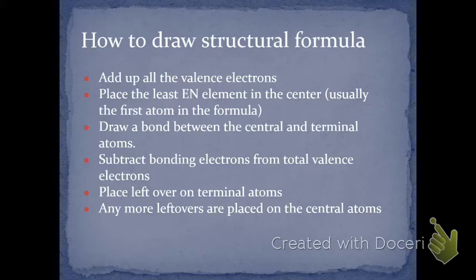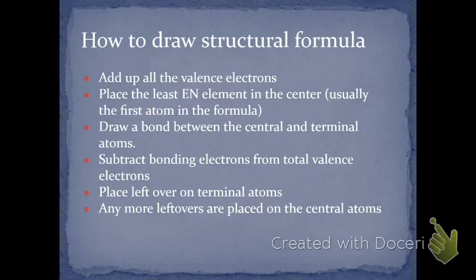So the first step is you add up all the valence electrons. I'm just reading through this. You place the least electronegative element in the center. Usually it's the first atom, what we call the central atom. Then you draw a bond between the central atom and all the terminal atoms, the atoms on the outside. Then you subtract bonding electrons from the total valence electrons because you use them up, if that makes sense. And then you place leftovers on the terminal atoms. Any more leftovers that you have, you put on the central atom.